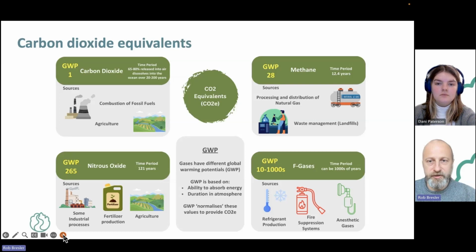Then you have other gases like nitrous oxide. These can come from vehicle use, industrial processes, using fertilizer. That has a far longer duration in the atmosphere. It can stay around for 120 years and it traps heat a lot greater. Then we have other gases as well, things like F gases. This can be things like CFCs, things found in fire suppression systems, your fridges and freezers, and even in healthcare. Some anesthetic gases have global warming potentials 2,000 times greater than carbon dioxide.